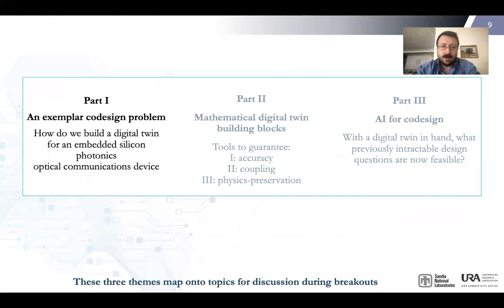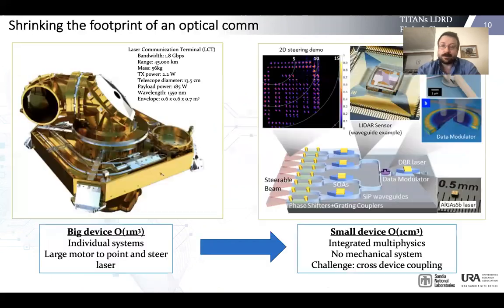I'm going to break this talk up into 3 parts. First, an exemplar co-design problem to show what we mean by a digital twin and hopefully establish some requirements for how we need the machine learning to work in order for it to map onto reality. Then we'll get into that specific mathematical machinery and what we've been developing there. And finally, in part 3, we'll take maybe a forward-looking perspective and ask questions about, once you have this digital twin for the device that you're trying to design, what can you do now that previously might not have been feasible?